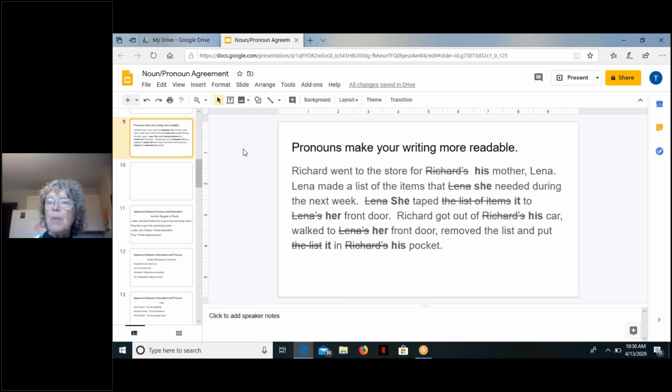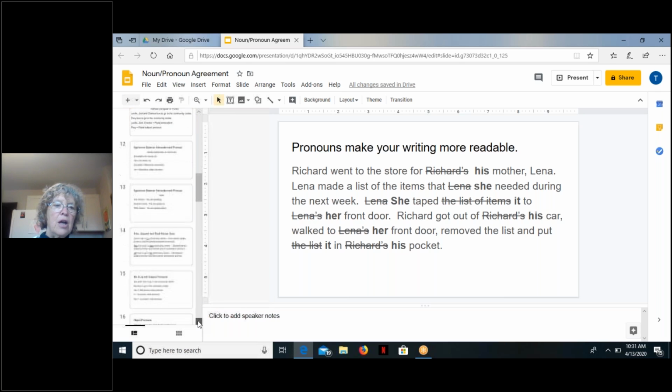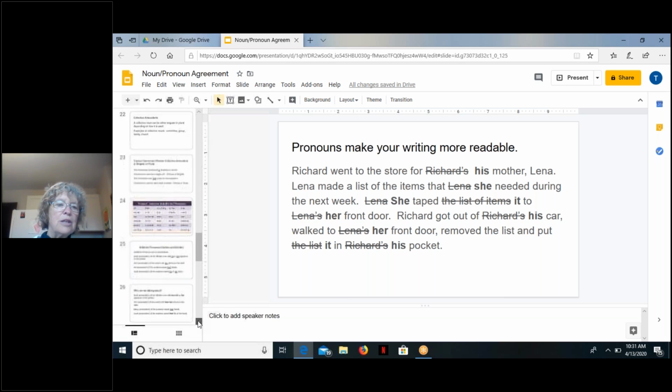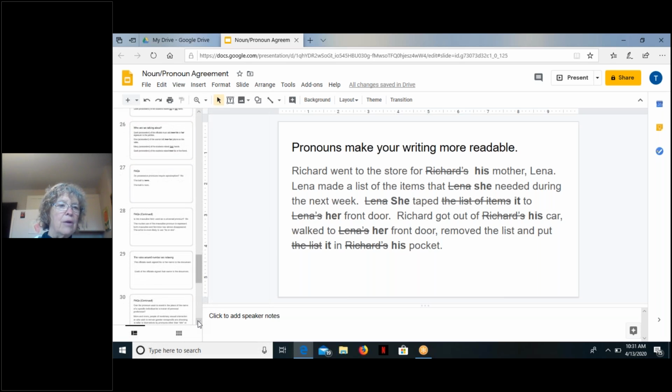In that paragraph, we renamed Lena, the list, and Richard a second time. And we did that because if we keep using this flow of pronouns, the reader gets lost. Huh? What? Who's he? And the reader gets tired. So it's good to remind your reader throughout a longer paragraph and bring that noun back into the conversation, just so your reader knows who it is we're talking about.